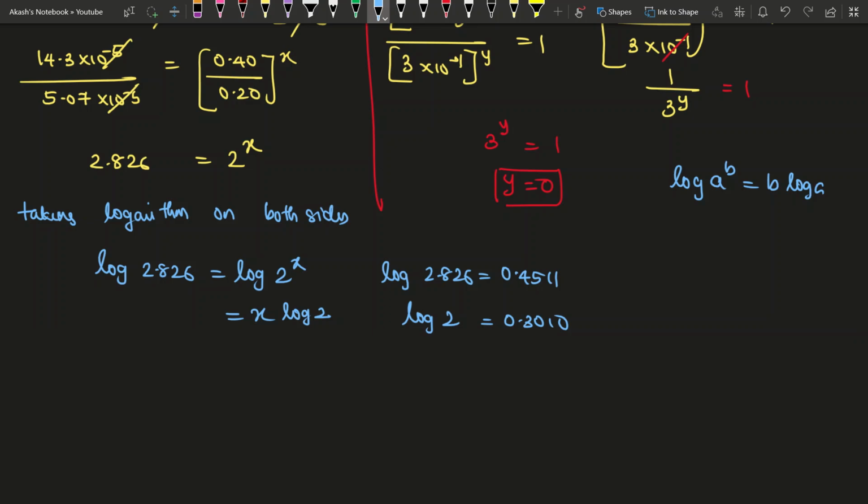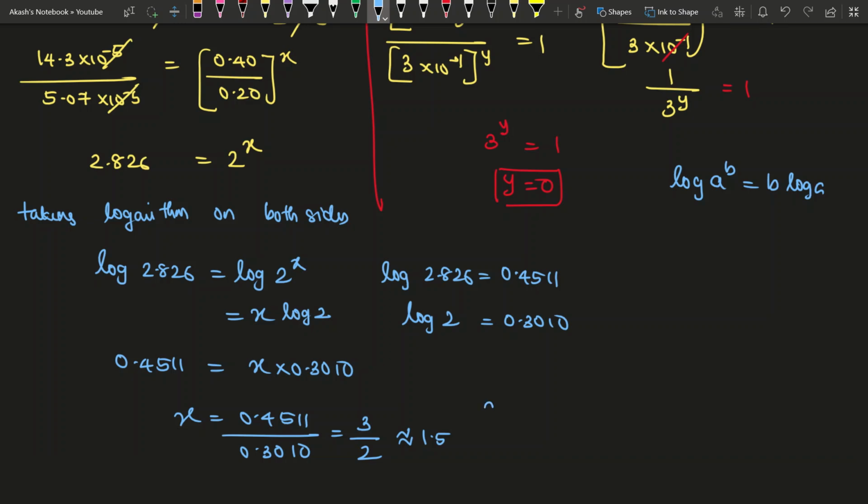So what will you get? Log 2.826 equal to 0.4511 equal to x into log 2, which is 0.3010. Therefore, x is equal to 0.4511 divided by 0.3010. You can understand that if you cancel by 0.15, 45 and 30, it is going to be 3 by 2. This is approximately equal to 1.5. So x value equal to 1.5.